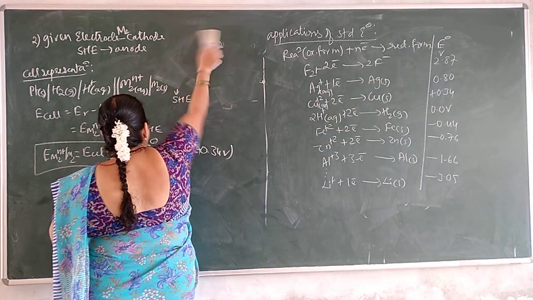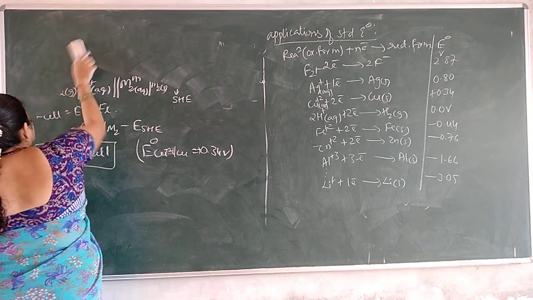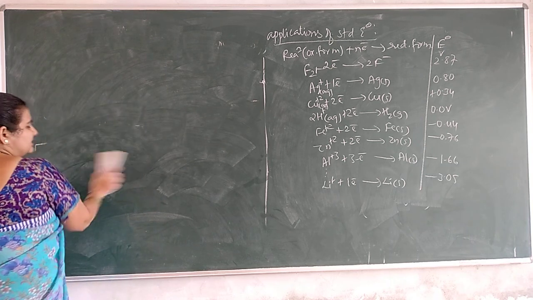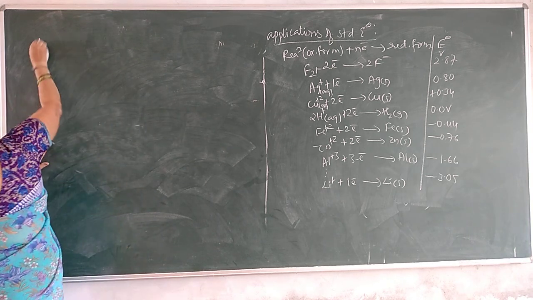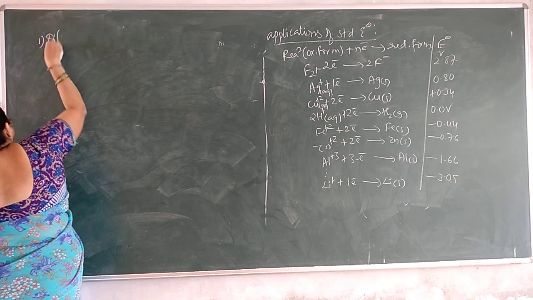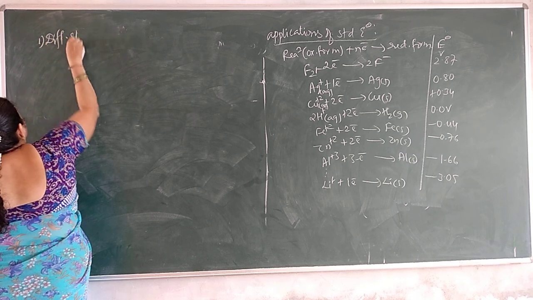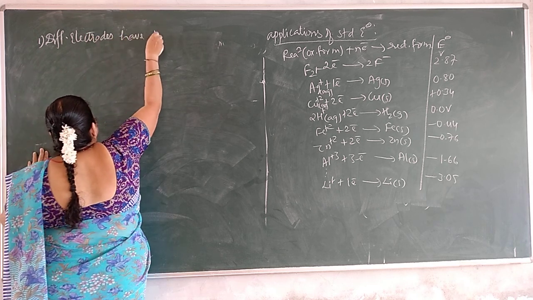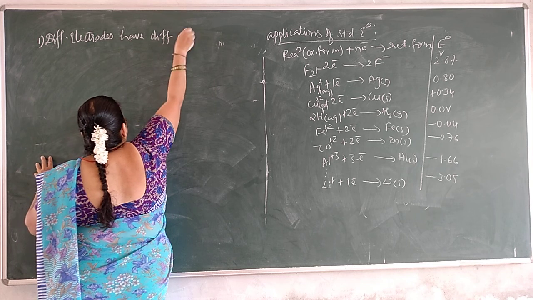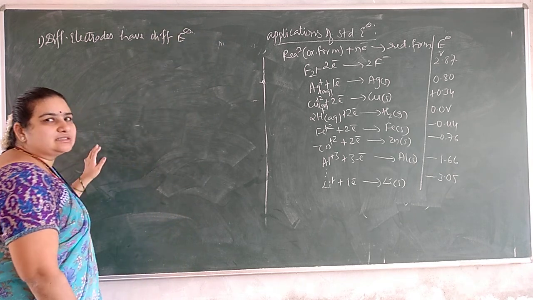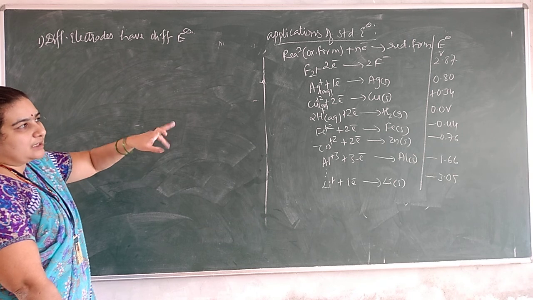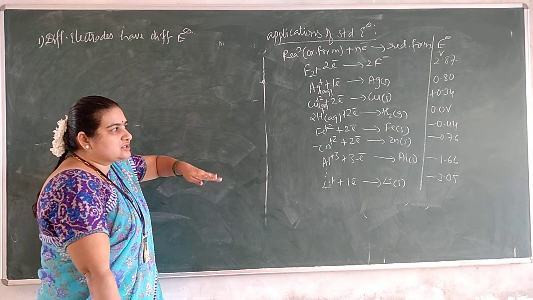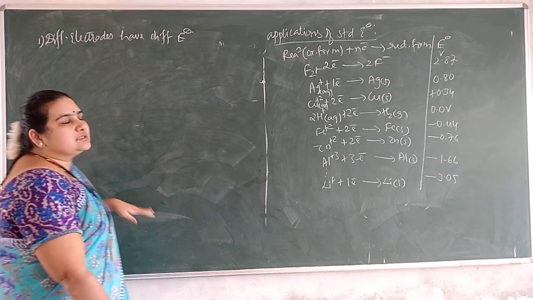Here some properties are there. Different electrodes have got different electrode potentials, some with negative sign and some with positive sign. The ones above hydrogen in the series are of positive sign and below hydrogen all are of negative sign.